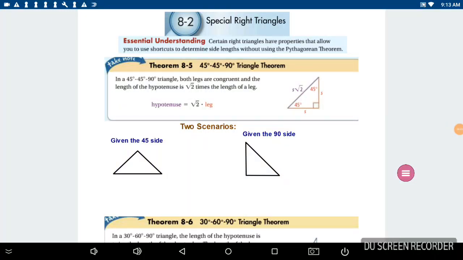This is section 8.2, special right triangles, and we're going to see here that certain right triangles have properties that allow us to use shortcuts to determine the side lengths without actually using the Pythagorean theorem.